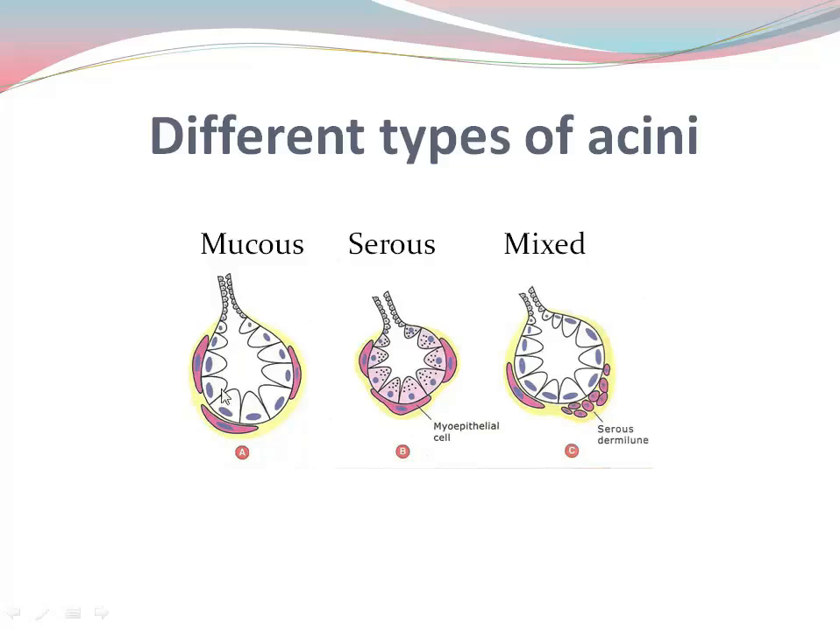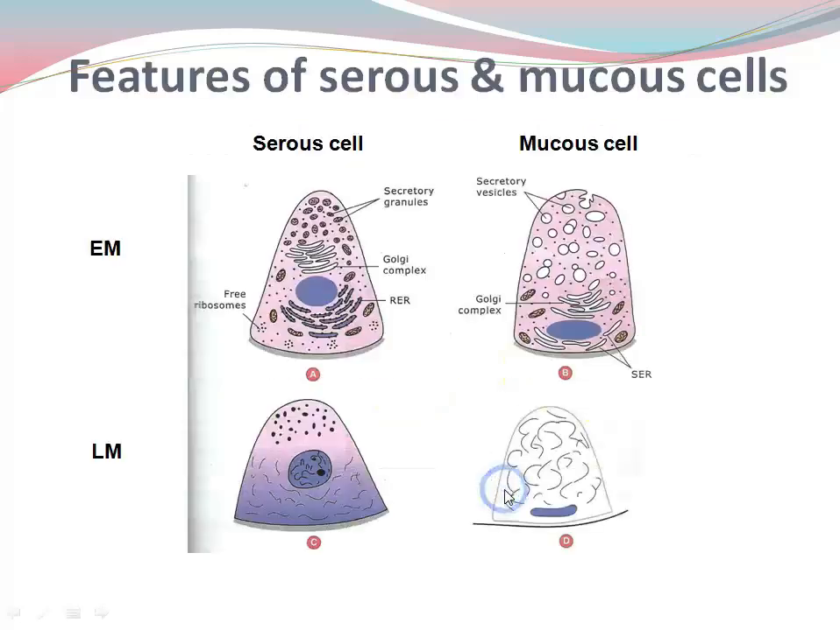Here it is a mucus producing acinus. Here is a serous producing acinus, and here a mucus producing acinus supported with serous producing cells, which are called serous demilunes, along with the myoepithelial cells.